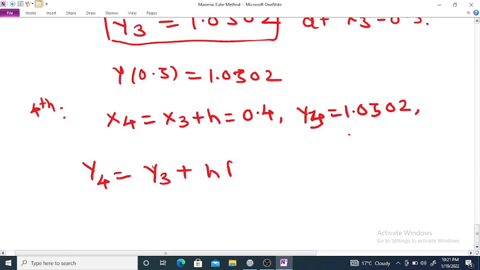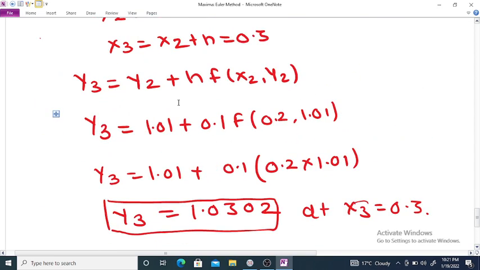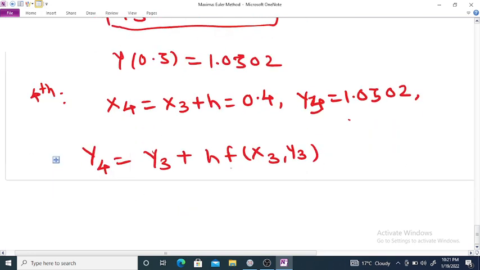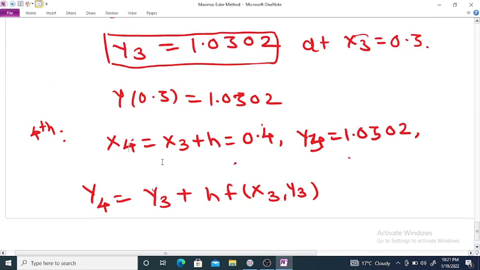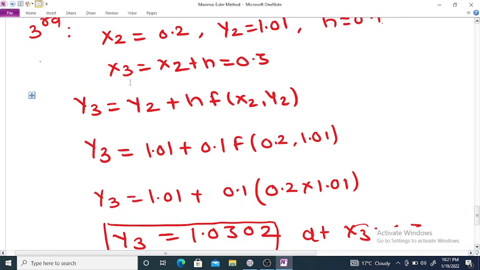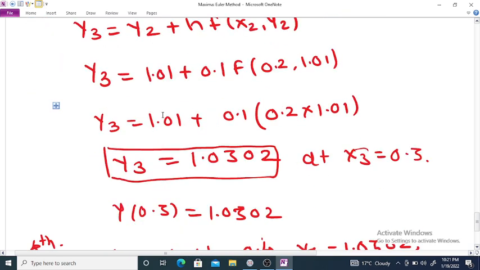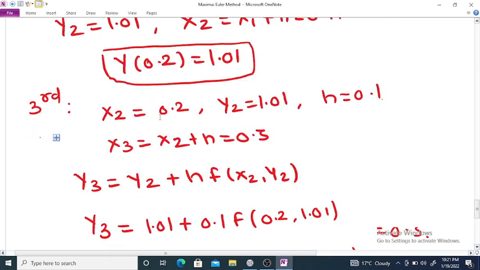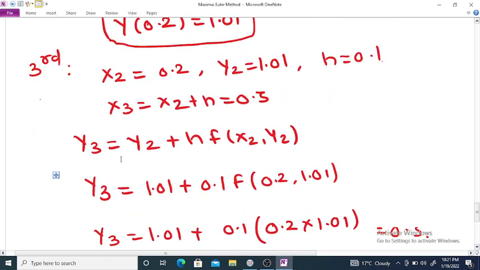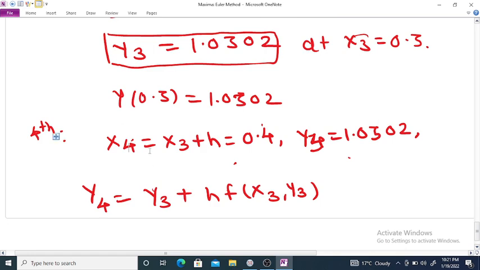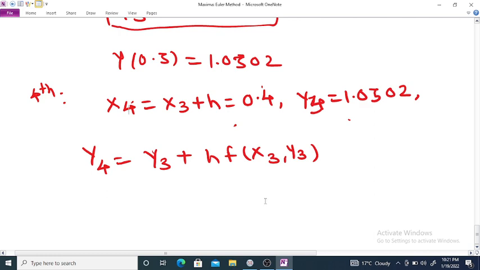Plus h f of x3, y3. Here it is x3, 0.3, not x4. We are going to calculate this x3. I'm writing here x3 is x2 plus h, 0.3. So this is the value of y3 at x3. Now y4 is equal to y3 plus h times f of x3, y3.